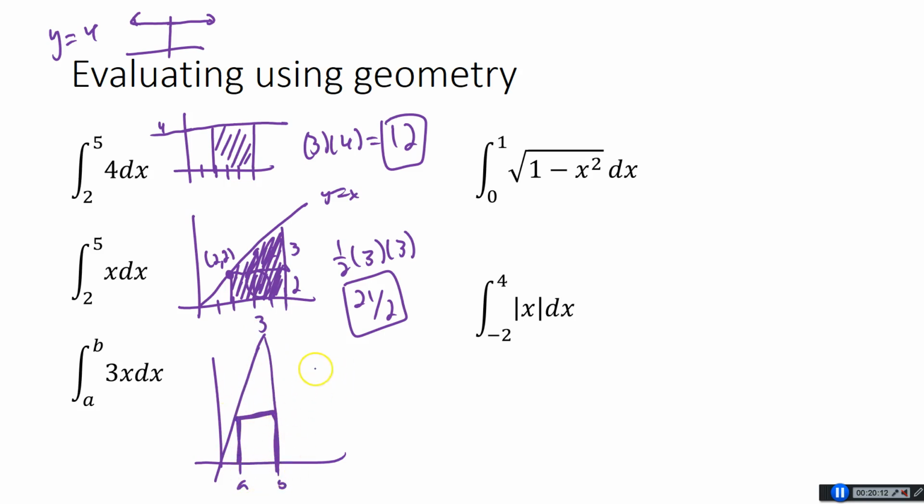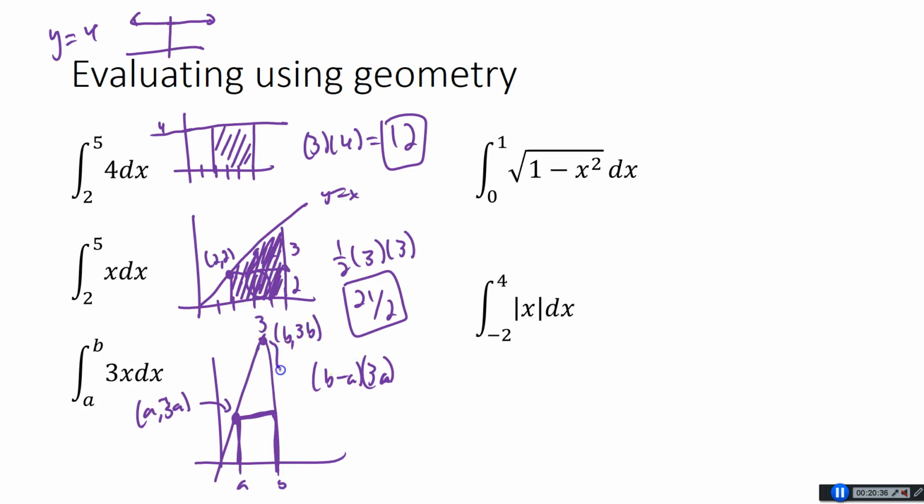So the base here is going to be b minus a. This little rectangle is going to have a height right here. This corner is going to be 3a. So that'd be a comma 3a. I'm just using the function to be able to get that height. So it'd be b minus a times 3a. That'd be the rectangle. Then the triangle, let's see, this point right here is going to be b comma 3b.